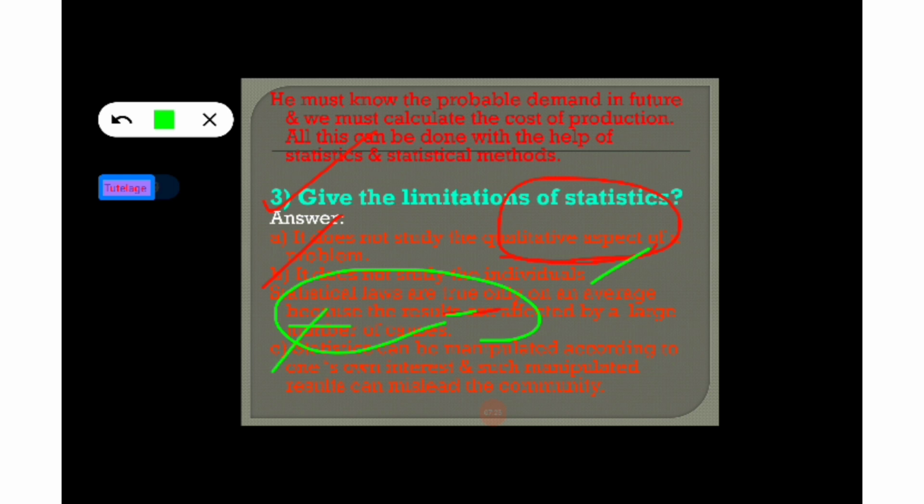Now, the third one: statistics can be manipulated according to one's own interest, and such manipulated results can mislead the community. Basically, it focuses on the average, on the group of individuals, and doesn't study the individual thing. That's why statistics can be manipulated, and obviously the manipulated result can mislead the community. This is one of the most important limitations of statistics.